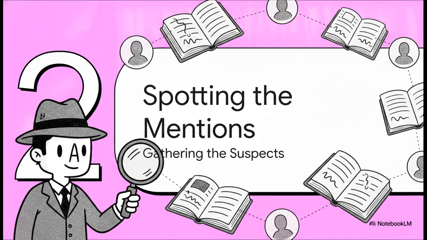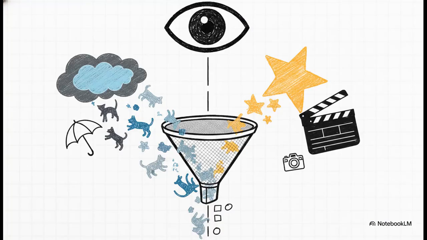Moving to section 2, spotting the mentions, gathering the suspects. Our AI detective must first round up all the potential subjects in a text. Before it can link anything, it has to find the spans of text that actually refer to something. These are our mentions. But here's the twist. English is messy, really messy. The AI has to filter out phrases that might look like mentions but actually aren't.